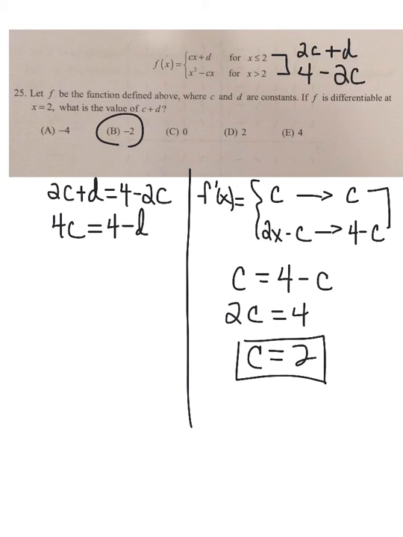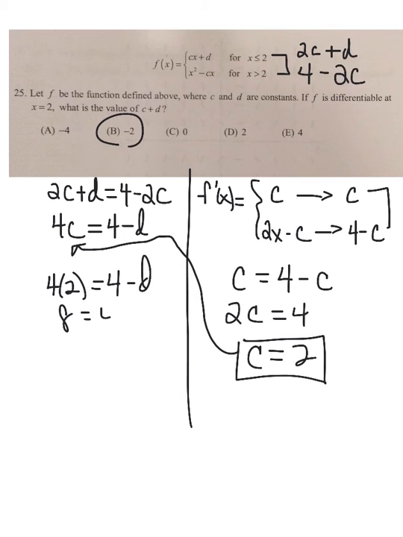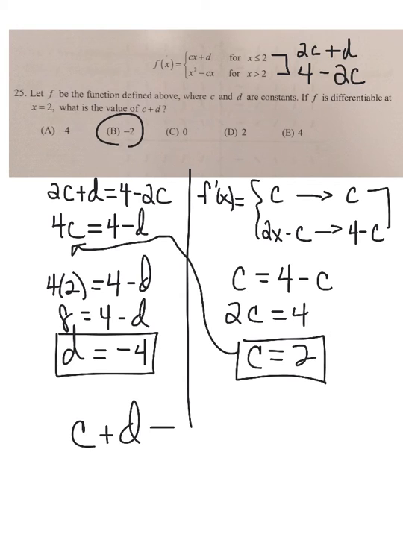So now I can take this value and plug it right back in there. And now I'll be able to solve for my d. So that's 4 times 2 equals 4 minus d. So that would be 8 equals 4 minus d. So then d will equal -4. Okay, now that's not what they asked for, but we got it. So what they asked for was c plus d. And that's easy enough. So that's 2 plus -4, which is -2.